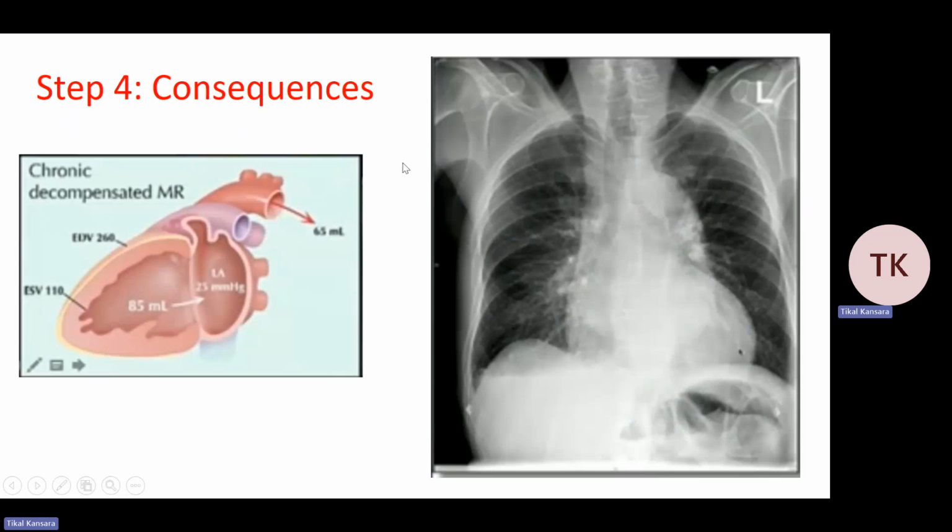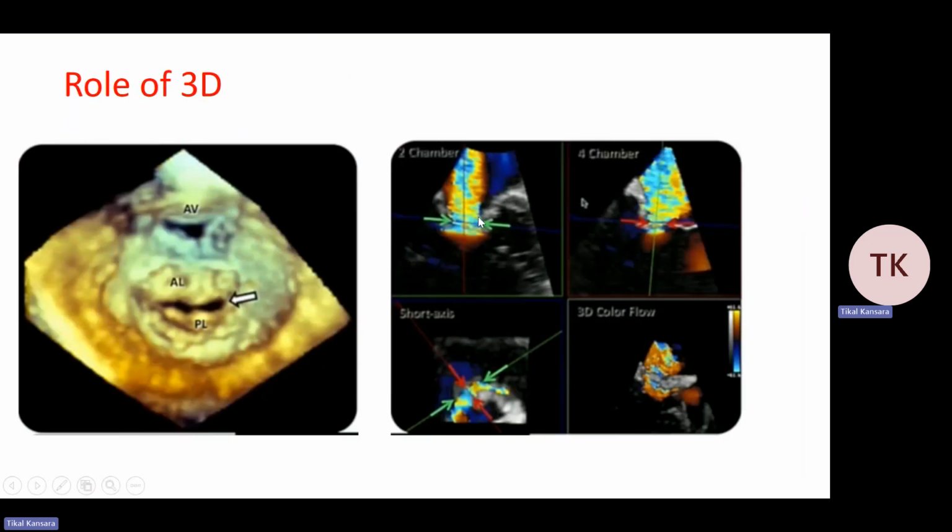And I told you about 3 things: mechanism, timing, and quantification. You must also understand the consequences. You should also mention the consequences. Understand that there are some consequences of MR also, when it is severe. So you need to keep that also in mind. Role of 3D: 3D will give us accurate quantification.